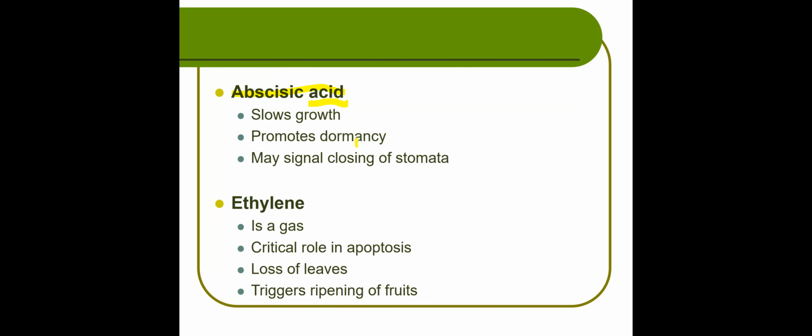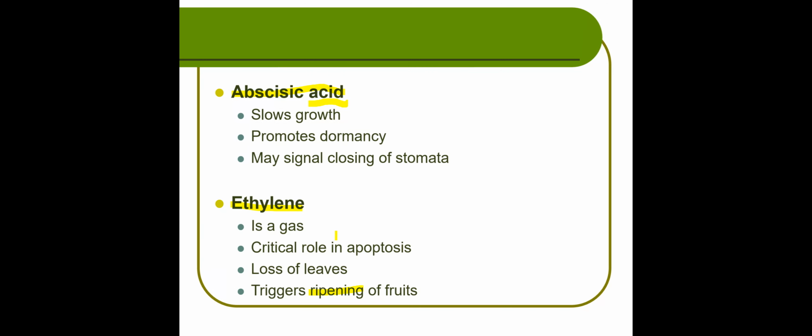It's kind of slowing it down and promoting that dormancy if the conditions aren't right. It can also tell those stomata to close, which can affect the gas exchange and water loss. And then the last one is ethylene. And the word I always remember with that one is ethylene and ripening. Okay, I did the little rhyme thing there.